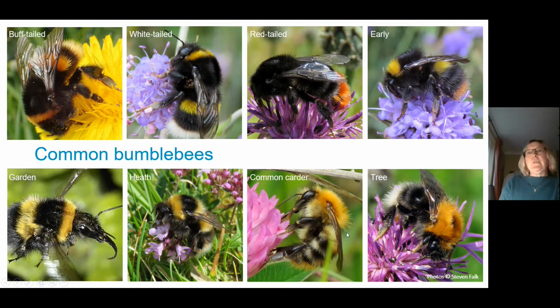Okay, so those are our 8 common species, and these are queens of those species to really get you started. So really sort of beautiful examples of each one. So we'll go into those now in a little bit more detail.